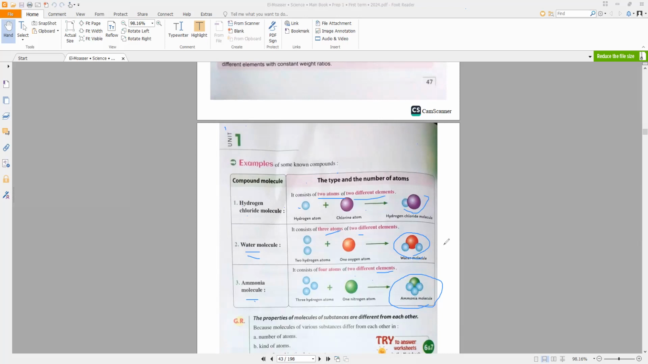What's the meaning? The shape of this molecule differs from the shape of this one, and differs from the shape of this one. So this is called the way of combination. So the molecules differ from each other in number of atoms, kind of atom, and way of combination. Way of combination means the shape.